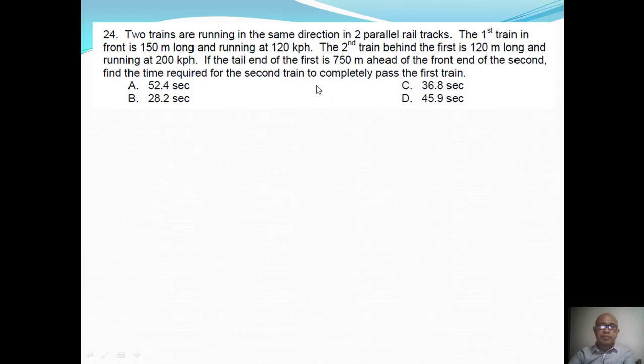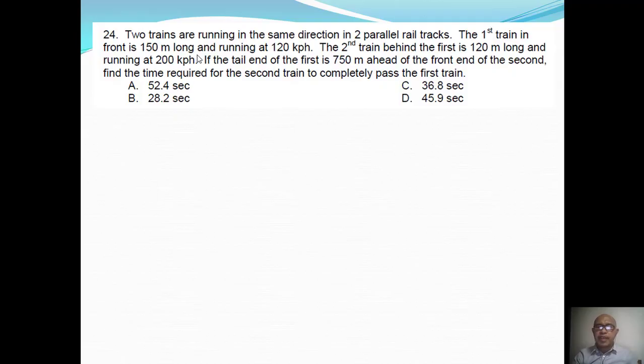Problem number 24. Two trains are running in the same direction in two parallel rail tracks. The first train in the front is 150 meters long and running at 120 kilometers per hour. The second train behind the first is 120 meters long and running at 200 kilometers per hour. If the tail end of the first is 750 meters ahead of the front end of the second, find the time required for the second train to completely pass the first train.